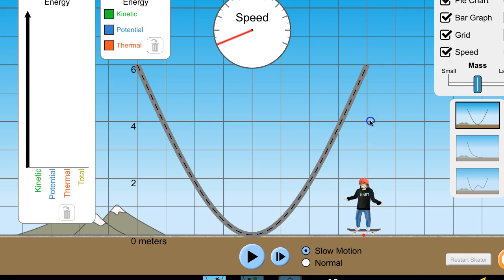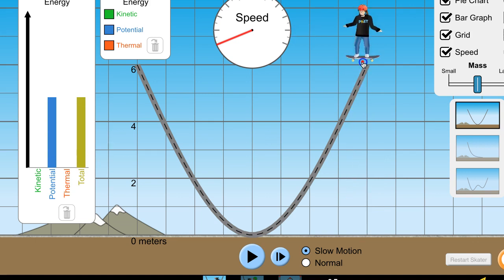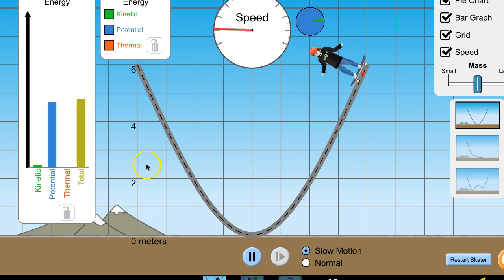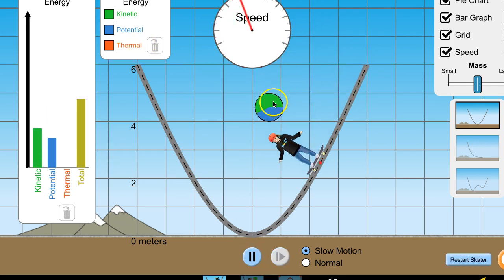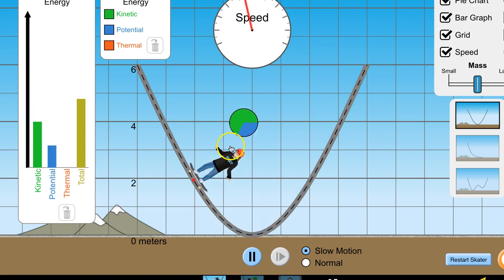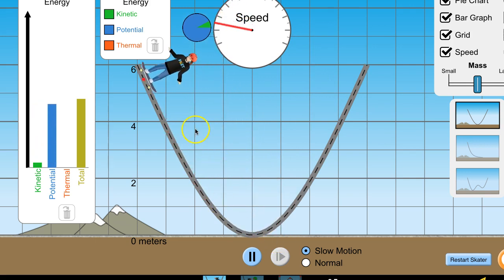So here she is. She does work to get to the top of the ramp. You can see her total energy on the left there. Right now it's all potential energy because her speed is 0. She's not moving. As I release her, you can see that that pie starts to turn into kinetic energy. At the bottom, it's all kinetic energy. The size of the pie represents the total energy.